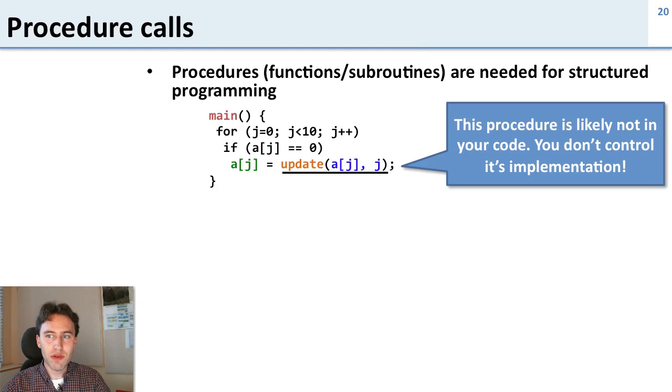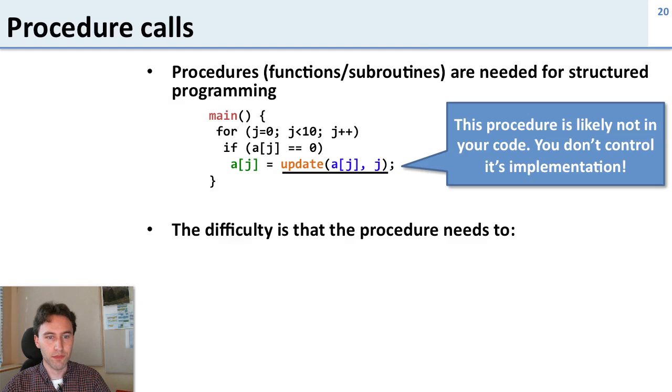And what's important to keep in mind here is that this is not a procedure that's in your code. Somebody else might have written update. It might be in a library or in another file. So you don't control the implementation of this. And so this has some interesting implications. If update, for example, writes into a register, we need to make sure that that register doesn't overwrite data that main is using. So we need to figure out a way to be able to call procedures or functions without messing up what's going on in the main function.